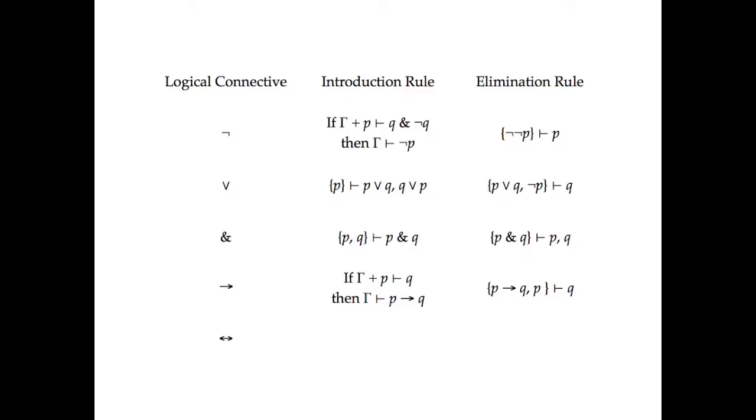All right, now, I'm going to give you an example later on in the video that is going to use this rule again, just to give you one more example of how it works. But that's 8 inference rules now that you have, right? If you look at the chart on the screen, I've added the arrow introduction rule. Here's what it says. If gamma plus p proves that q, then gamma proves that p arrow q.